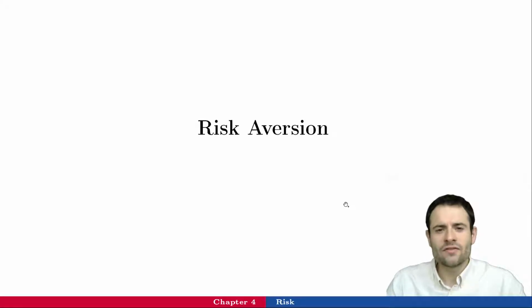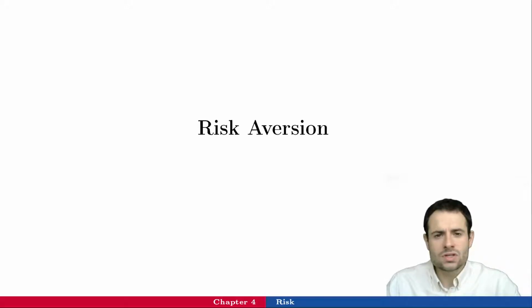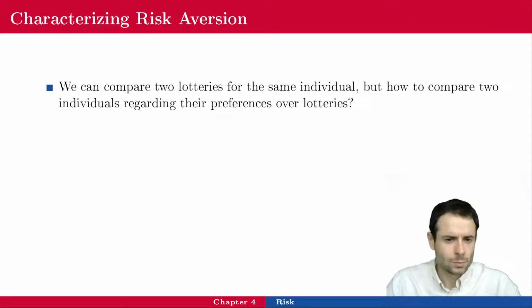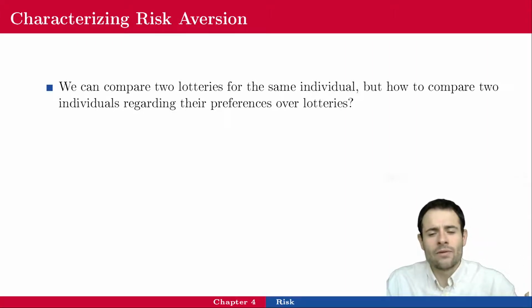So now that we have defined how utility is measured when an outcome is risky, we are going to see how individuals are going to behave when they face risk. We can compare two lotteries for the same individual, that's what we just did. But how do we compare two individuals regarding their preferences over lotteries? How do we compare my preference and your preference over the same lottery? You could have a utility function of square root of x, and I could have a utility function of log of x, a logarithm, for instance.